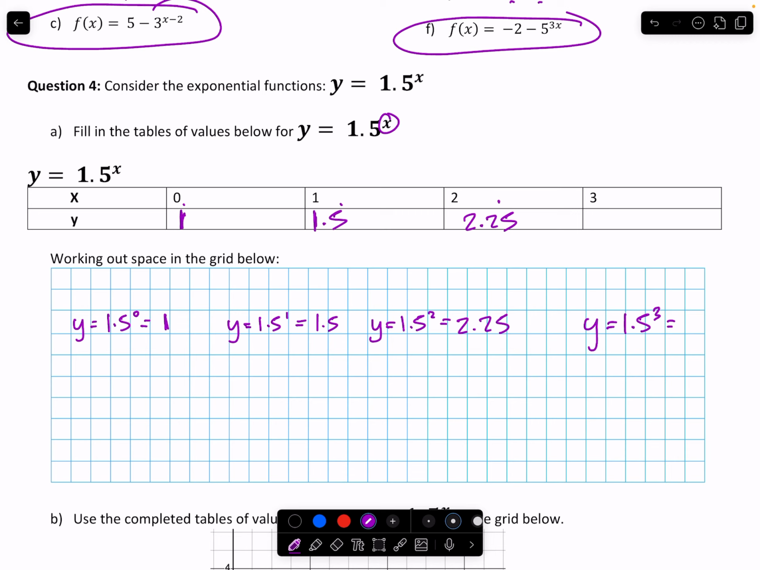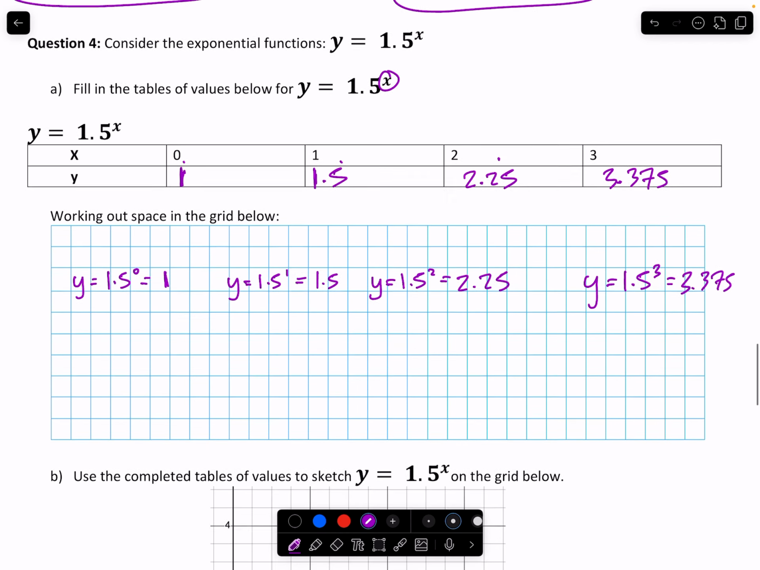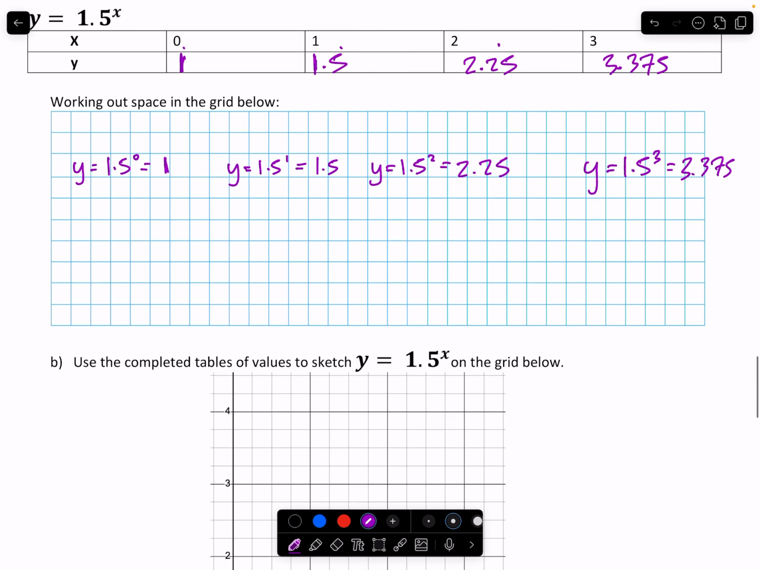1.5 to the power of 3 is 3.375. That's that done. Use the completed table of values to sketch y is equal to 1.5 to the power of x.